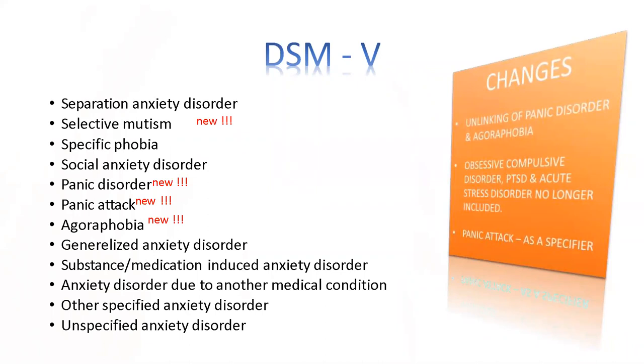So you can see the classification as per DSM-5: separation anxiety disorder, selective mutism, where mutism talks about speech issues, specific phobia, social anxiety disorder, panic disorder, panic attack, agoraphobia. These are all new terminologies they have included along with selective mutism. And then generalized anxiety disorder, substance or medication induced anxiety disorder, and anxiety disorder due to another medical condition. And also other specified anxiety disorder and unspecified anxiety disorder. So this is how the DSM-5 classifies the anxiety disorders.